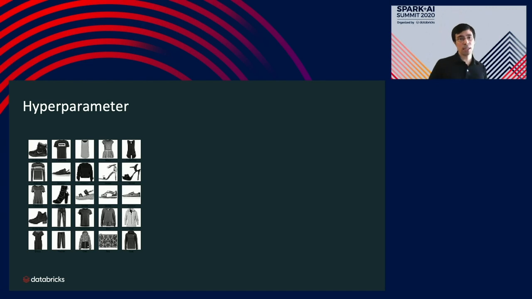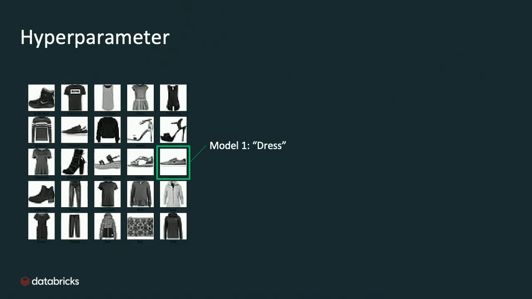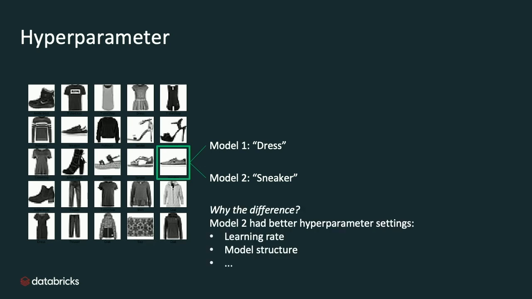I'm going to be using later a demo looking at Fashion MNIST, which has a bunch of images of clothing. So let's take a look at this one. It looks like a shoe. My first model that I fit said, this is a dress. Probably not correct. The next model I fit said, this is a sneaker. And that's actually pretty accurate. And what's the difference here? Well, Model 2 actually had better hyperparameter settings, the learning rate, model structure, and so forth.